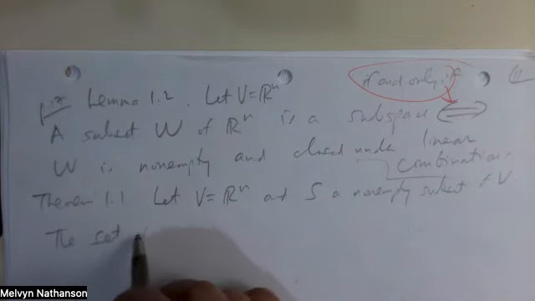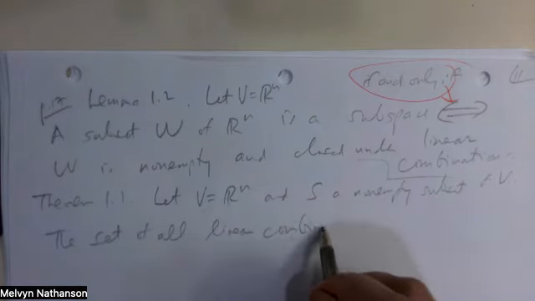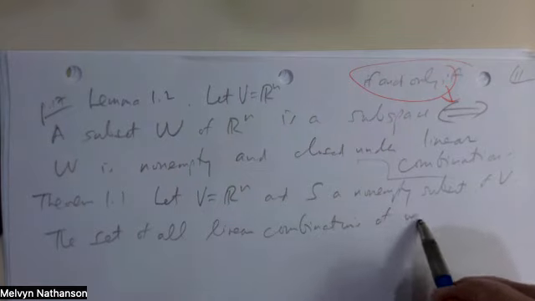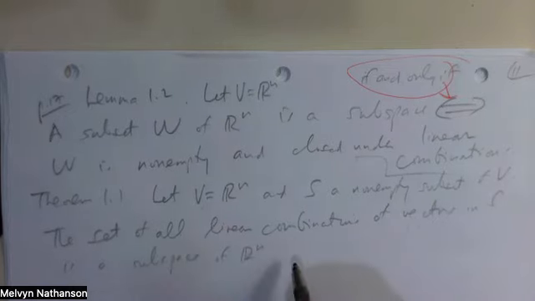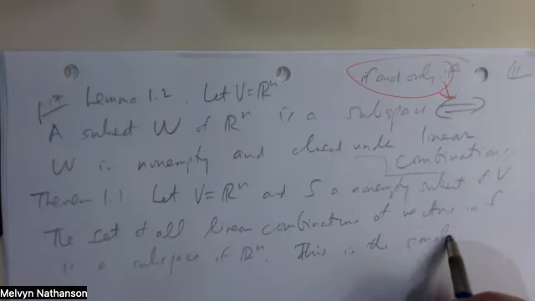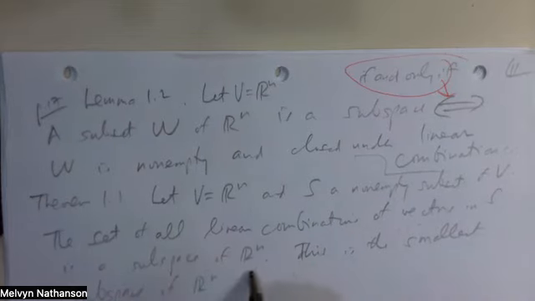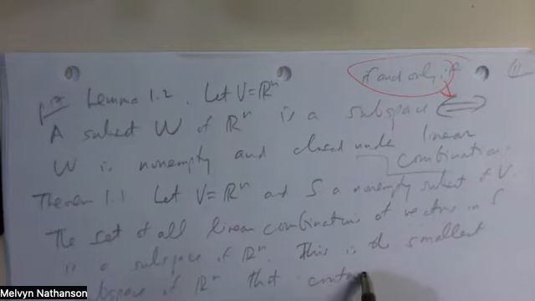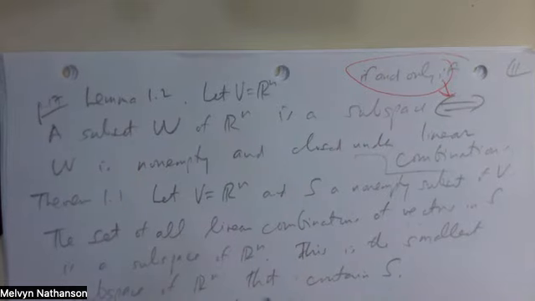If you take the set of all linear combinations of vectors in S, this is a subspace of Rn, and this is the smallest subspace of Rn that contains S. It's called the subspace generated by S.